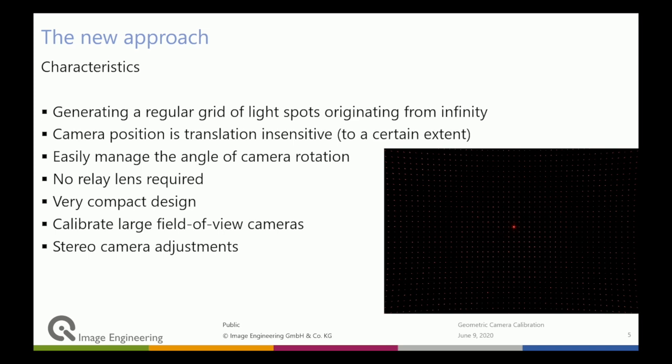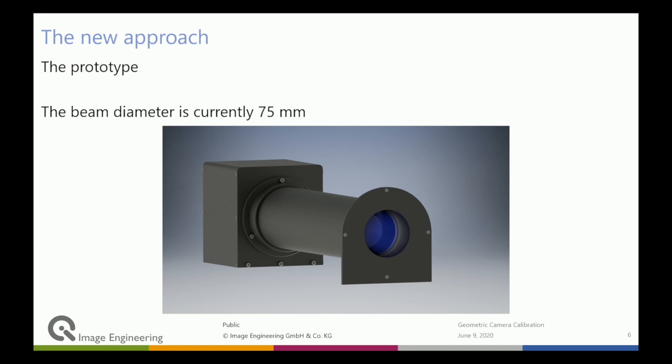We don't need a relay lens, and it's a very compact design. We can measure large fields of view up to 120, 125 degrees. Even larger angles may be possible, but have not been tested yet. And of course, we can also adjust stereo camera pairs to each other. This is what the current prototype looks like, and the beam diameter used with that device is 75 millimeters. Of course, we're also working on larger beam diameters to enable the measurement of stereo camera pairs with a larger stereo base, or to increase the distance between the camera and the diffractive optical element. In order to do that, you need a bigger diffractive optical element that is illuminated by the laser.